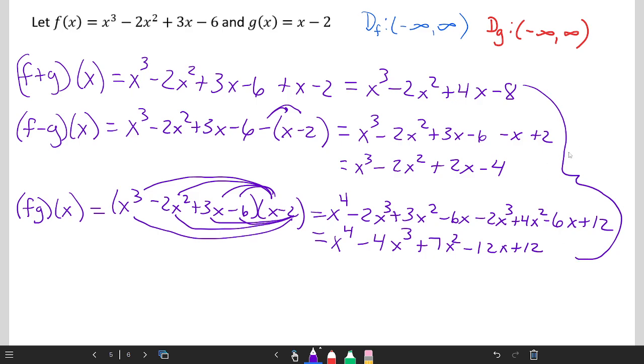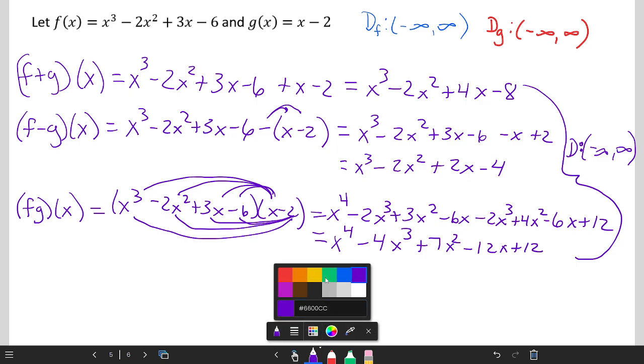Okay, just like we've seen before, all three of these functions have the same domain. It's just whatever the two original domains have in common. In this case, they were both all real numbers. All of these resulting functions are polynomials as well. Any polynomial has a domain of all real numbers.